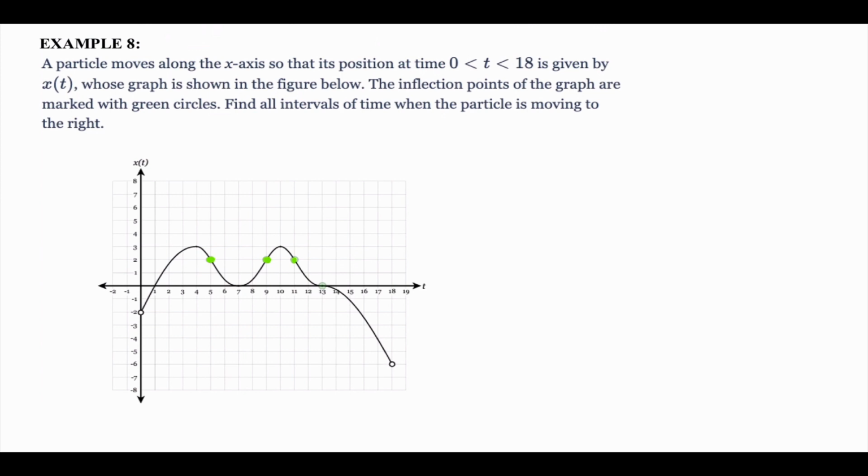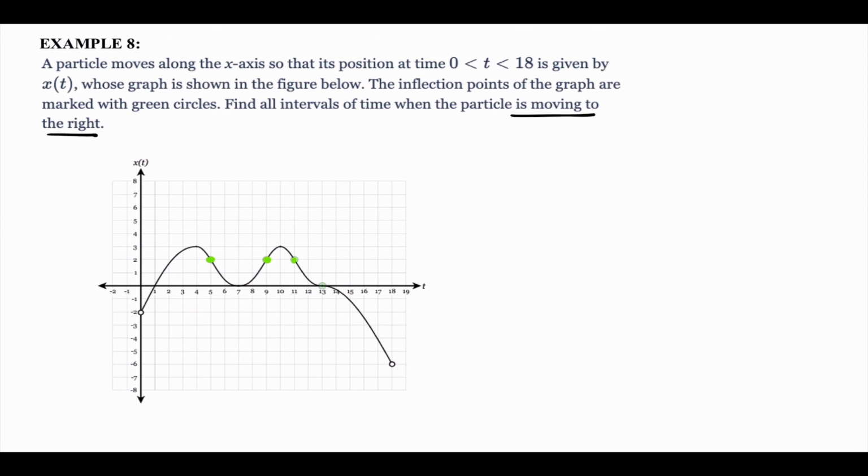So this is the position graph. This is the original graph, a graph of the original. The green dots are the inflection points. When is the particle moving to the right? So that's what they want us to do. They want us to find when the particle is moving to the right.